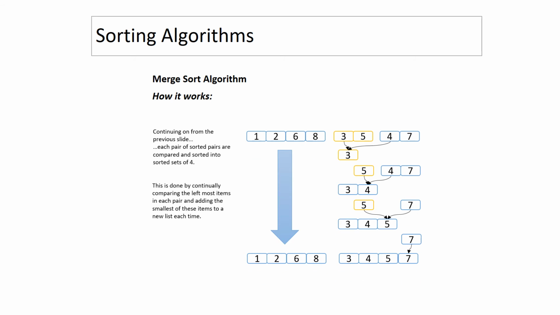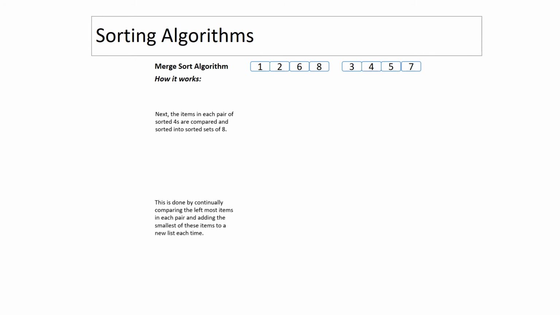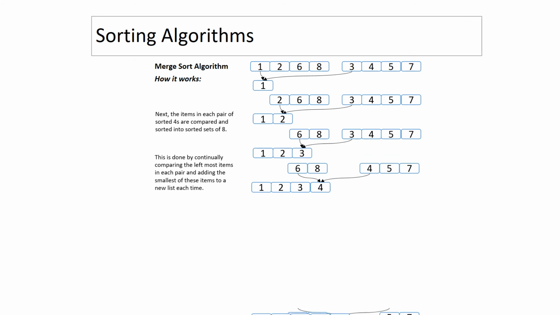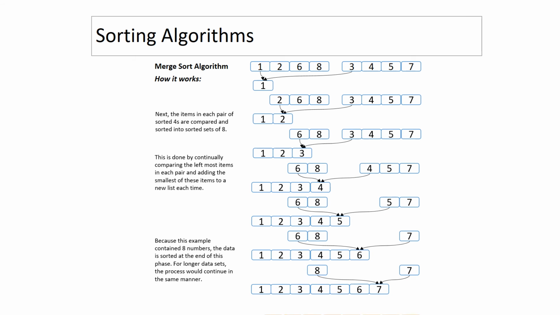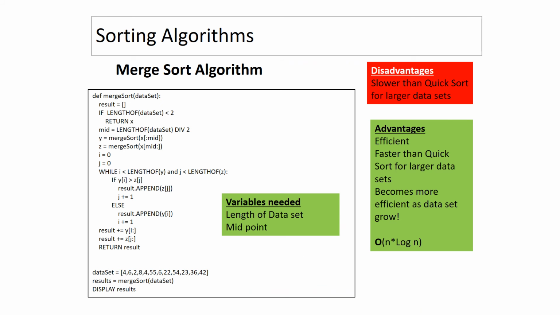Here you can see the same thing has happened to the next set of pairs. We now do the same process as we did last time, but this time we use those sets of 4. So we split the data and we start comparing them all the way through until we've got them in order.